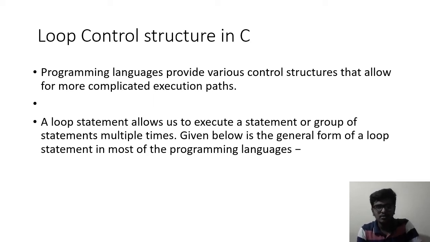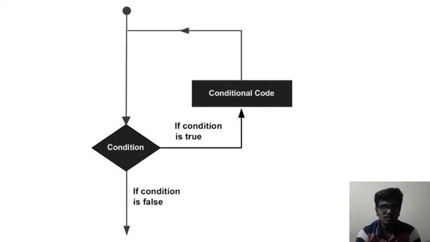Programming languages provide various control structures that allow more complicated execution paths. In that, the loop control structure is one, and a loop statement allows us to execute a statement or a group of statements multiple times. So if we want to execute a statement twice or multiple times, we can use loop statements. It will be helpful for us. Let us see the general form of a loop statement. Here we can see the condition and the conditional code. It may be true or false. We can use the if condition.